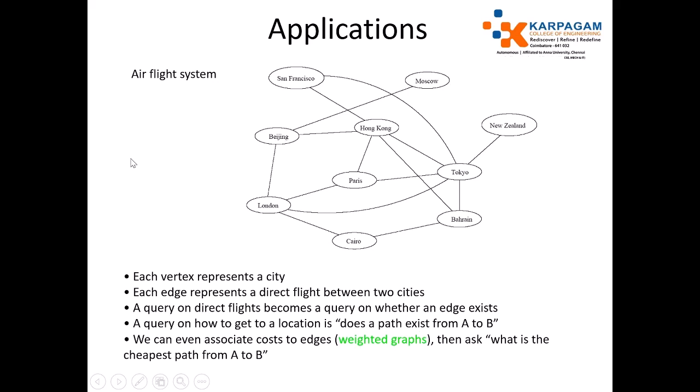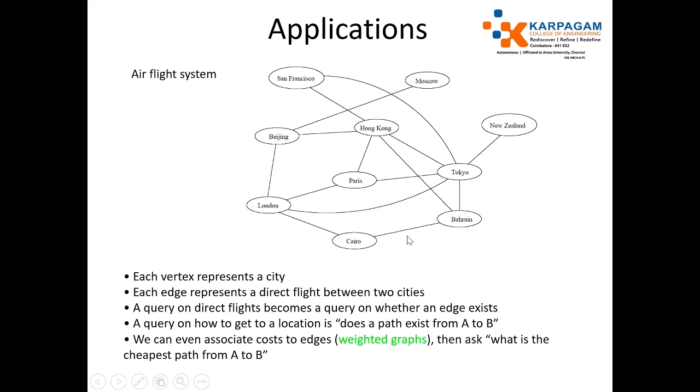Applications of graph. An example is the air flight system. We have several cities which are connected by using airlines. Each vertex, that is a circle element, represents a city. Each edge represents a direct flight between two cities. A query on direct flights becomes a query on whether an edge exists or not. For example, if there is a direct connection between Cairo and Bahrain, it means a direct connection is available.